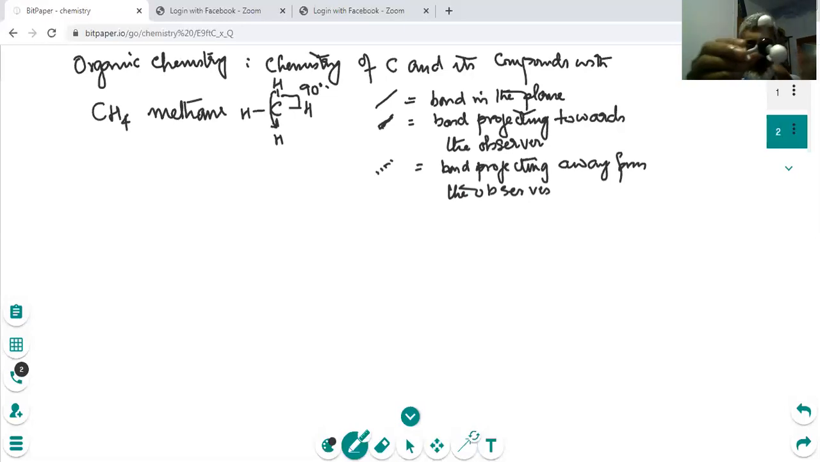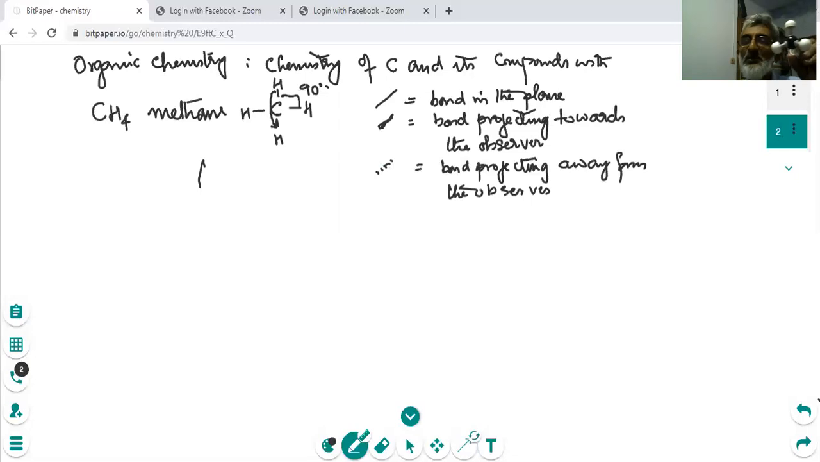Now, in that case, look carefully. This and this are in the plane of the board. So let me draw that first. Remember, you are seeing only three bonds, this and this and this one. And all these three you are going to draw in a single plane, quite naturally. So I'm drawing. I'm sorry.